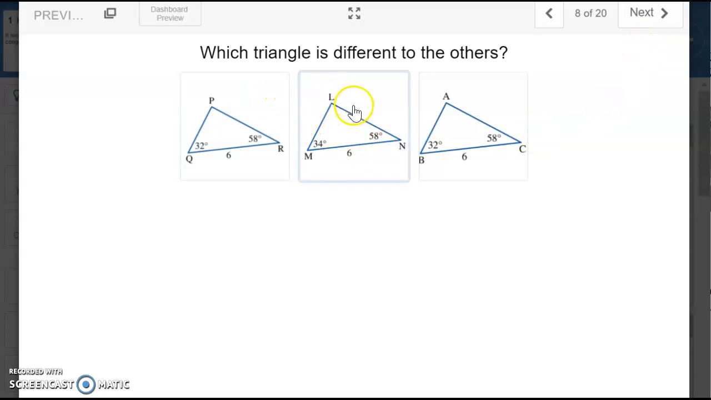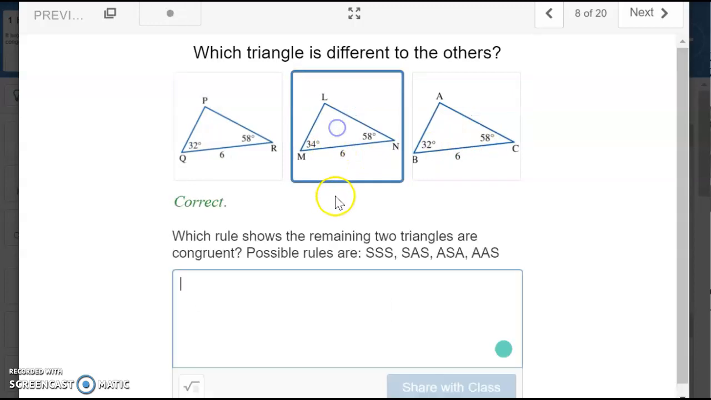Which triangle is different to the other triangles? Okay, so we have 32, 6, and 58. 34, 6, and 58. 32, 6, and 58. We have 32, 6, and 58 here, and 32, 6, and 58 here. So the different one is this one.